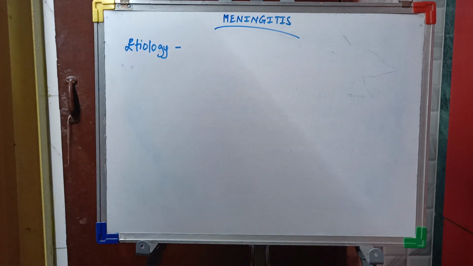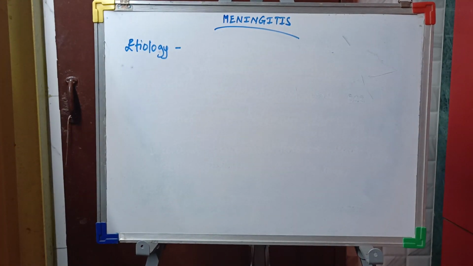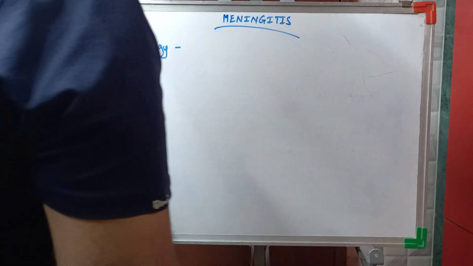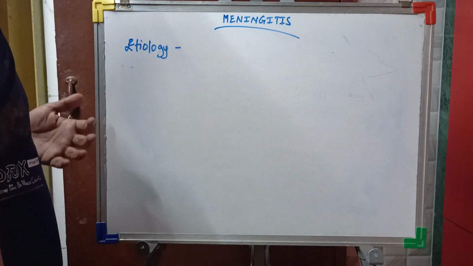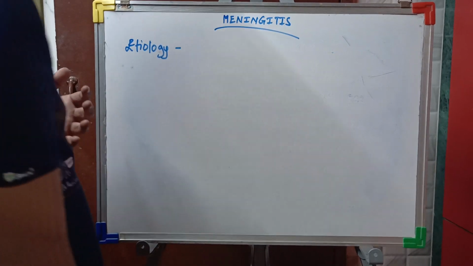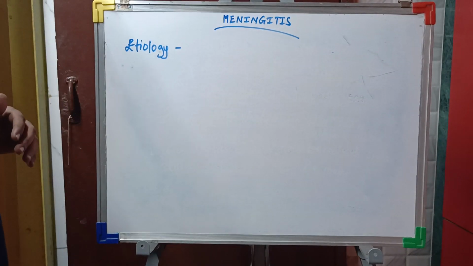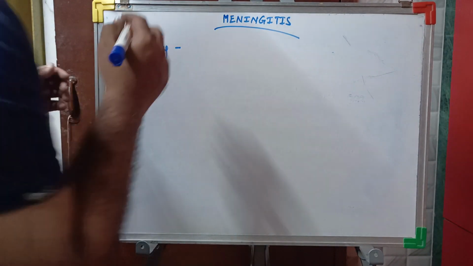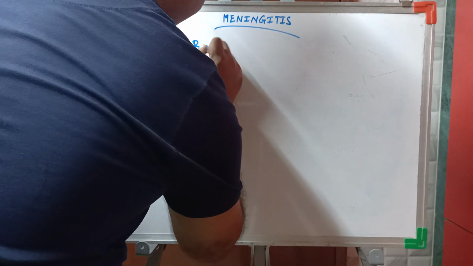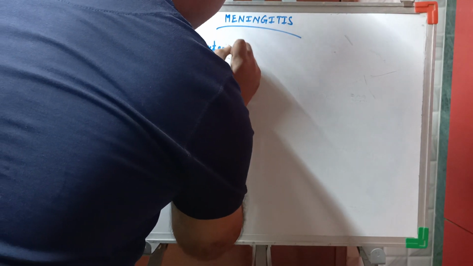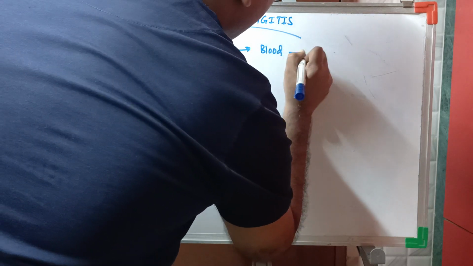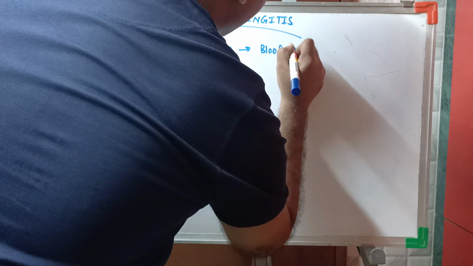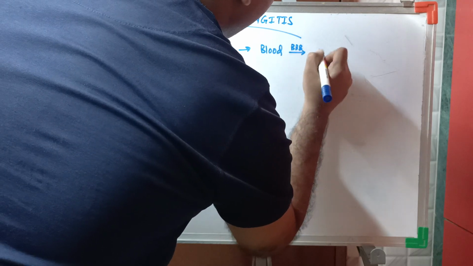Now we will focus on the etiology, or the causes, of meningitis. The first are bacterial, viral, fungal, and parasitic infections. We will focus on the bacterial, which are more important. The bacteria enter the bloodstream and cross the blood-brain barrier to enter the meninges.